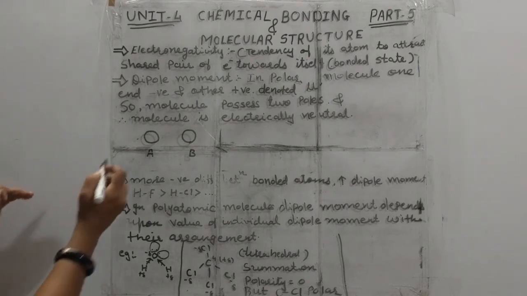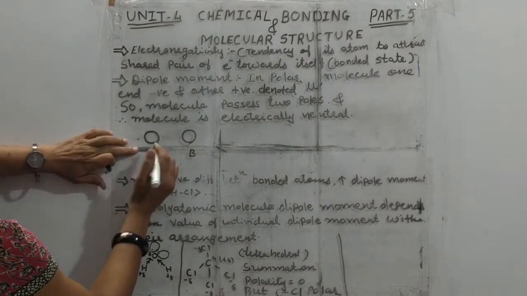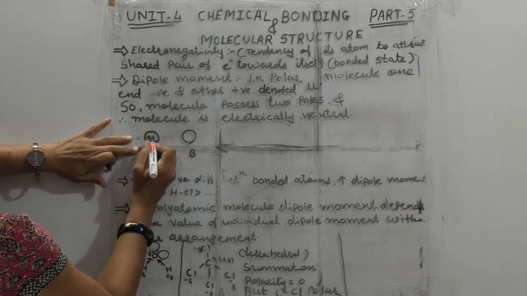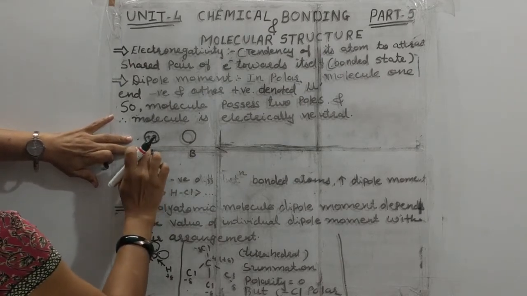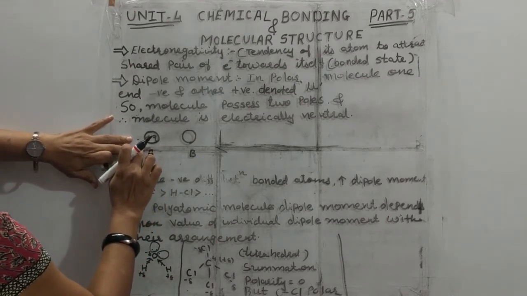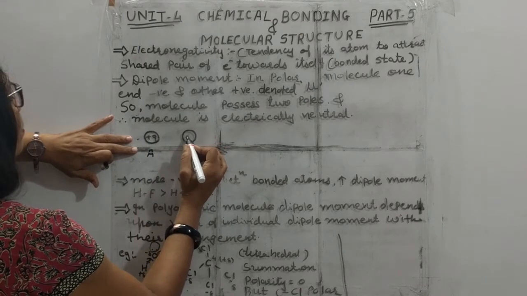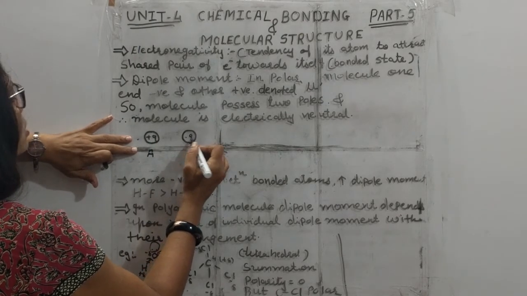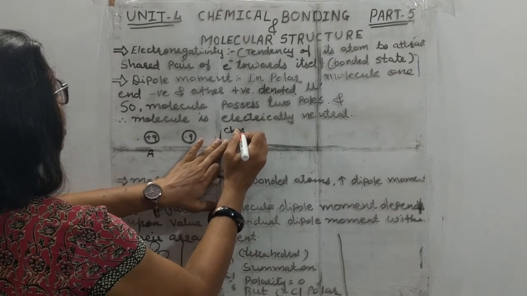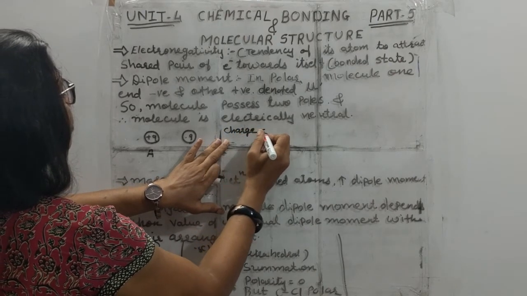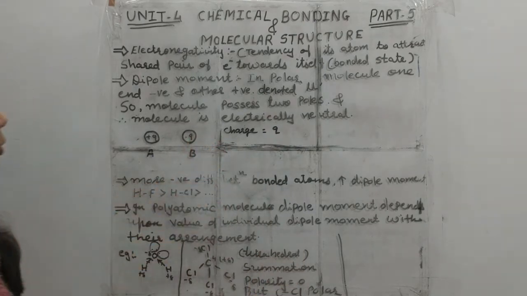So the charge on this A atom may be plus Q, plus delta. The charge we are talking about: on the A atom the charge is plus Q and on the B atom the charge is minus Q. So here we are writing the charge we have considered as Q.